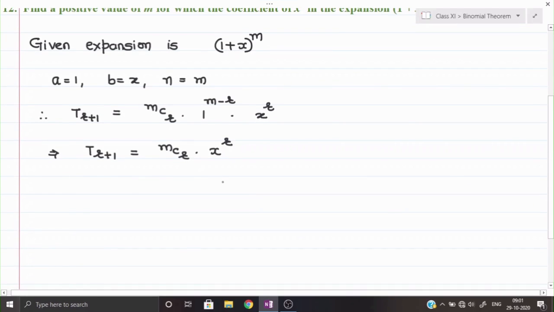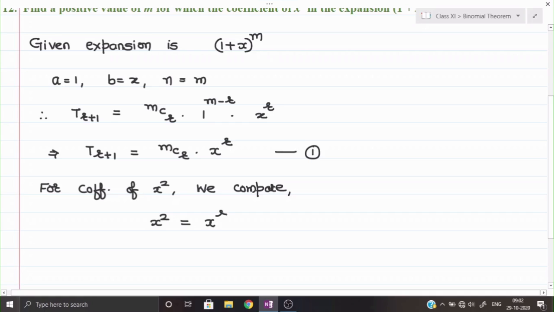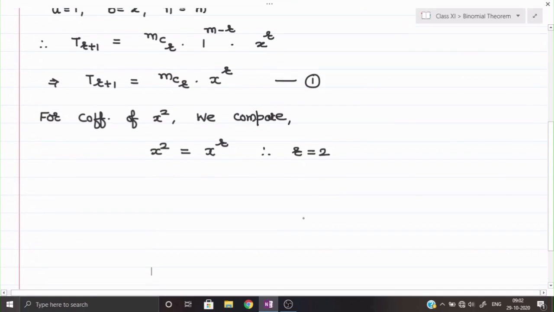Now, which coefficient do we require? We'll write down the coefficient of x square. We compare, as we have compared last time to find the coefficient of a to the power of m, a to the power of n, similar kinds of terms. So here, to find the coefficient of x square, we can compare a similar term in equation number 1. That similar term is coming here, x to the power r. So we can say that r will be equal to 2. Now put the value of r equal to 2 in equation 1.